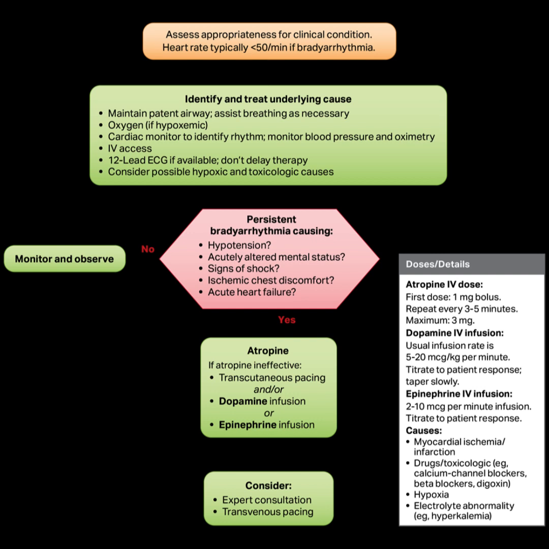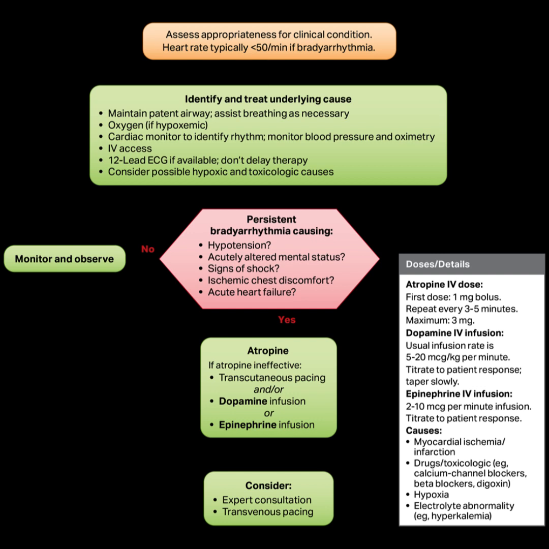Prepare for transvenous pacing and search for and treat contributing causes, such as myocardial ischemia, drugs or toxins, hypoxia, or electrolyte imbalances. To determine the more challenging types of bradycardia, use the following tips for distinguishing the two types of second-degree AV blocks and third-degree AV block.